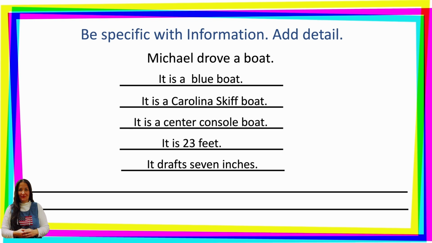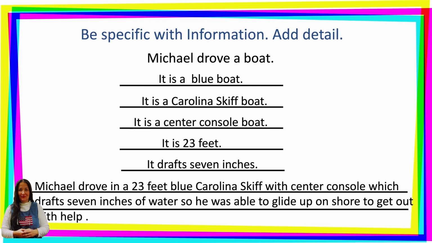See how I wrote down all the little details that I can think about what that Carolina skiff boat can do and what it is? Now I can create my sentence. Michael drove in a 23 feet blue Carolina skiff with a center console, which drafts 7 inches of water, so he was able to glide up on the shore to get out with help.